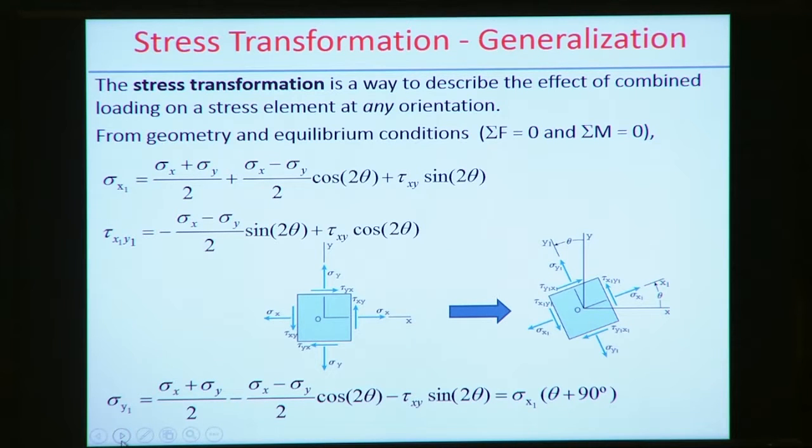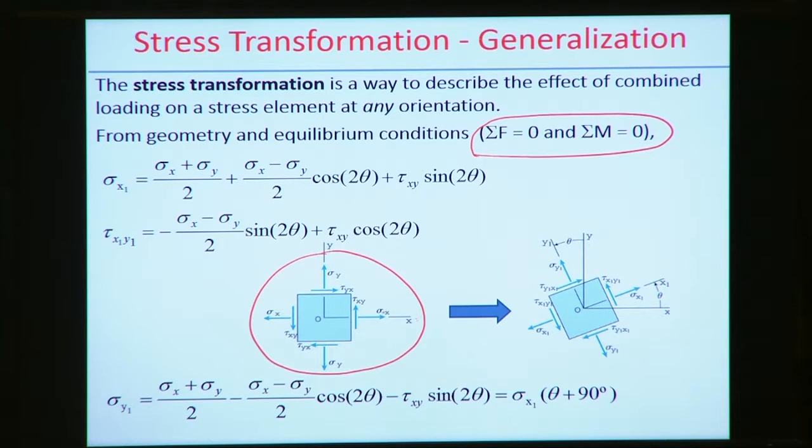From the geometry and the equilibrium conditions, if we follow summation of F equal to 0 or moment equal to 0, that represents the equilibrium condition, and from the geometry condition we can further find the stress value in the different axis system. For example, this is the initial definition of the stress state on a square element: sigma x, sigma y, tau xy and tau yx. Here we show the directions in such a way that all represent positive values. There is no negative value in this specific representation.